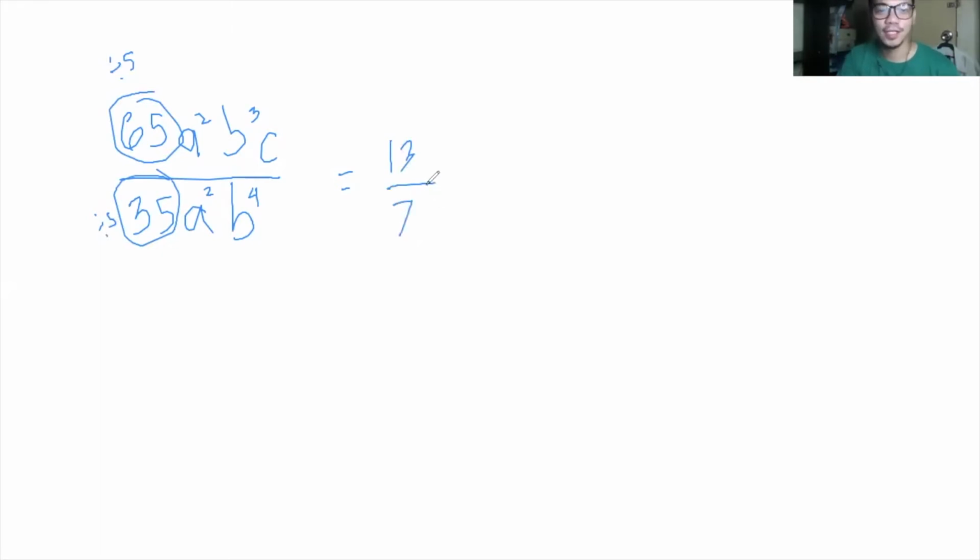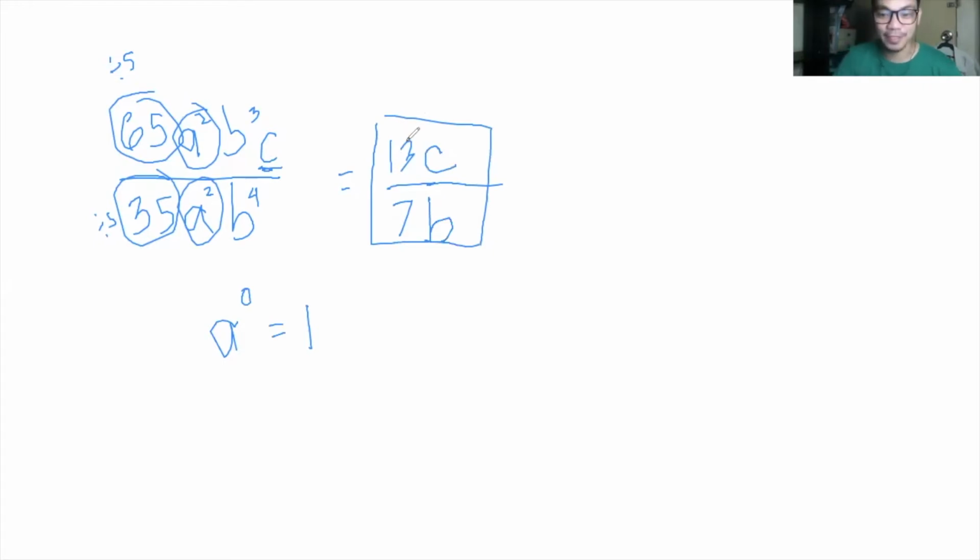Okay, and then with the variables, we have a squared over a squared. So that is a to the 0, which means, remember that a to the 0 is equal to 1, or any variable raised to 0 is equal to 1. So that is just cancelled out. With b cubed over b raised to 4, that is b raised to 1 in the denominator, or just b. And then if you notice, c doesn't have any in the denominator, so we just copy that in the numerator. So the final answer now is 13c over 7b.